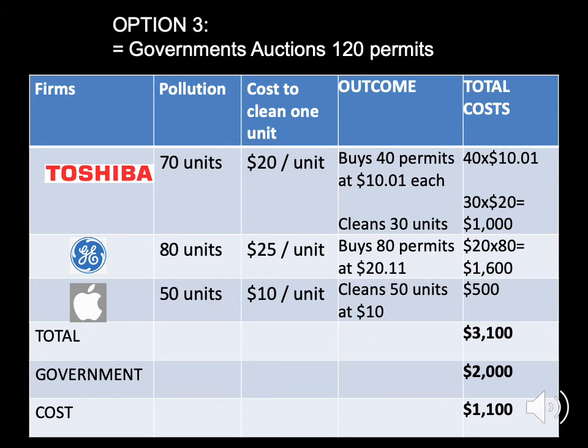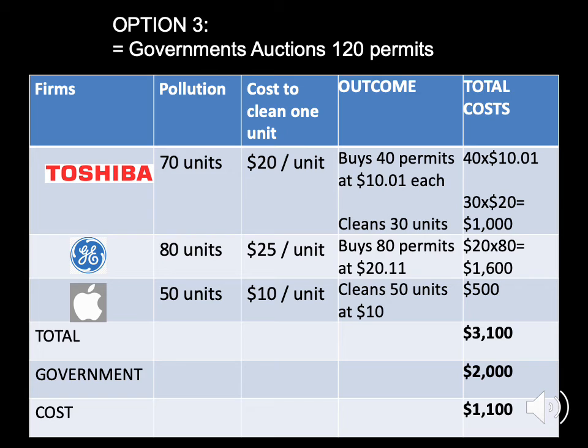They will be willing to buy all 80 permits because it's cheaper to buy a permit at $21, $22, $23, $24 than paying $25 per unit of emission reduction. They will buy 80 permits. Their total cost will be $1,600. Then the government still has 40 more permits.